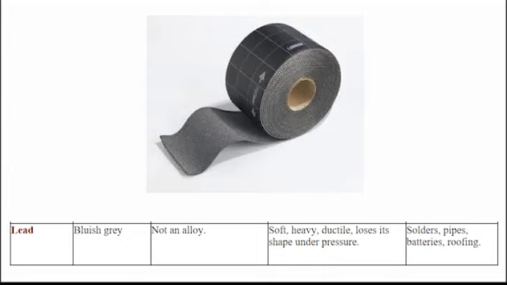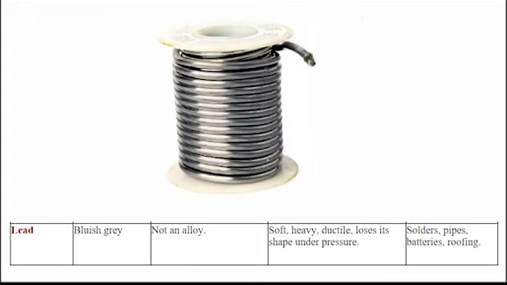It is not an alloy, but a metal in its own right. Lead is soft, heavy, ductile and loses its shape under pressure. It is a relatively expensive metal, often used as flashing for buildings. It is found in batteries and used in the form of pellets in shotgun cartridges.